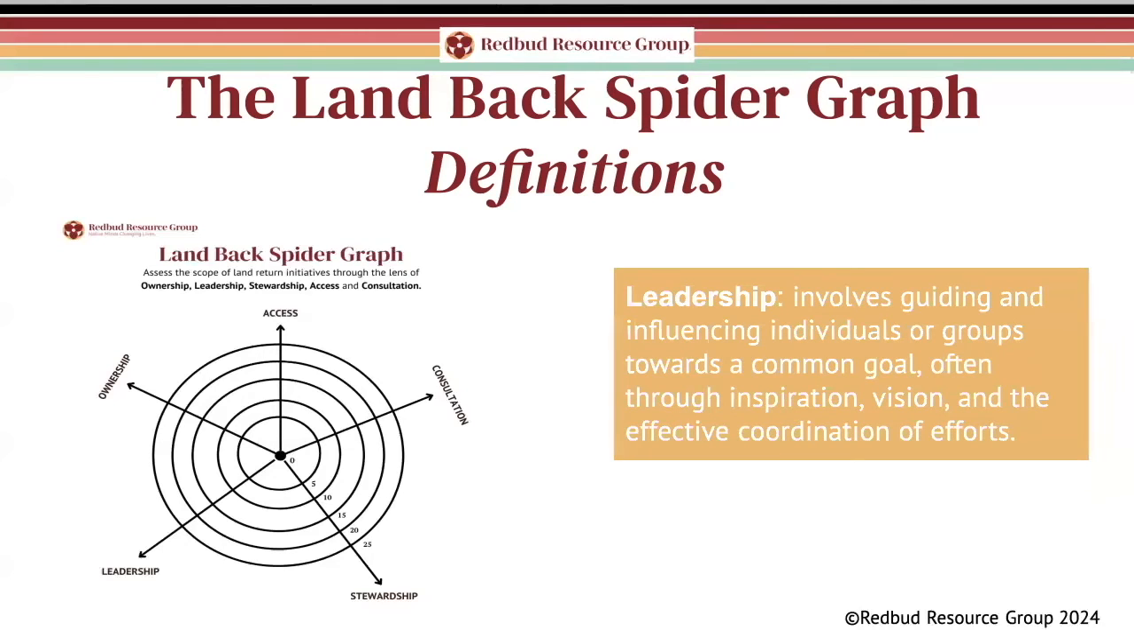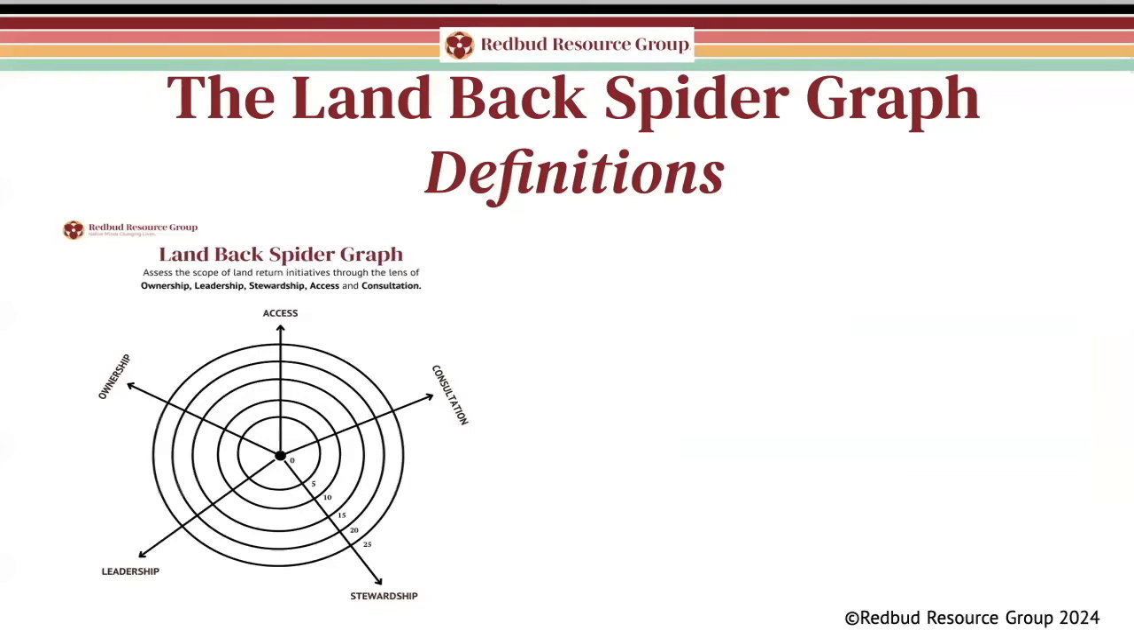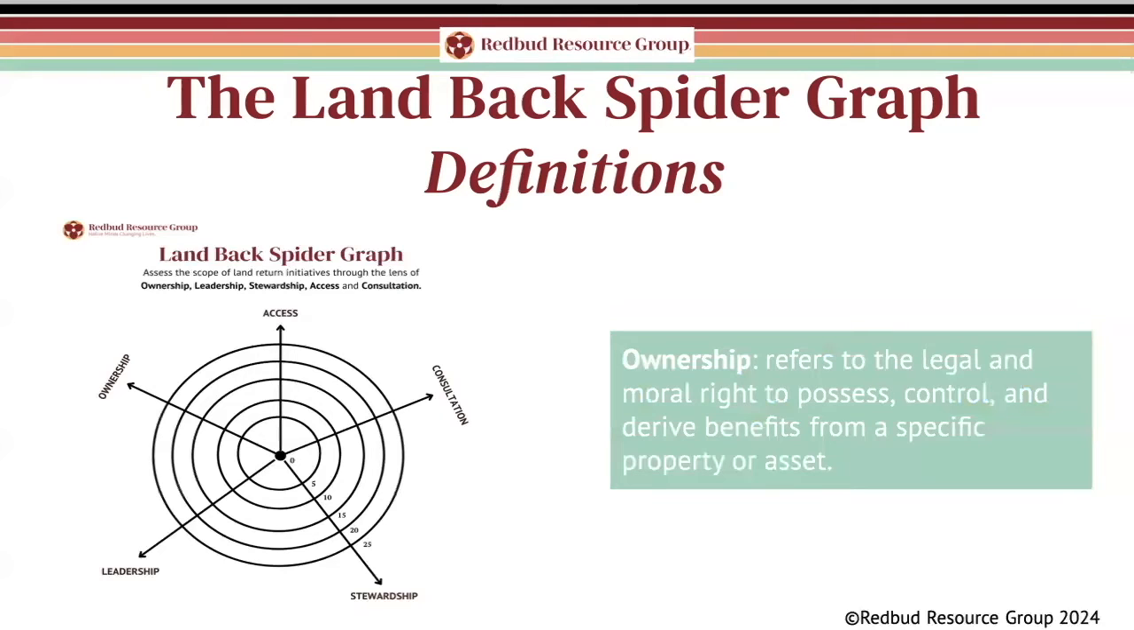Leadership involves guiding and influencing individuals or groups towards a common goal, often through inspiration, vision, and the effective coordination of efforts. For example, establishing a Native Advisory Council. And finally, ownership, the legal and moral right to possess, control, and derive benefits from a specific property or asset. For example, legally transferring title or control of ancestral lands back to indigenous tribes or communities.